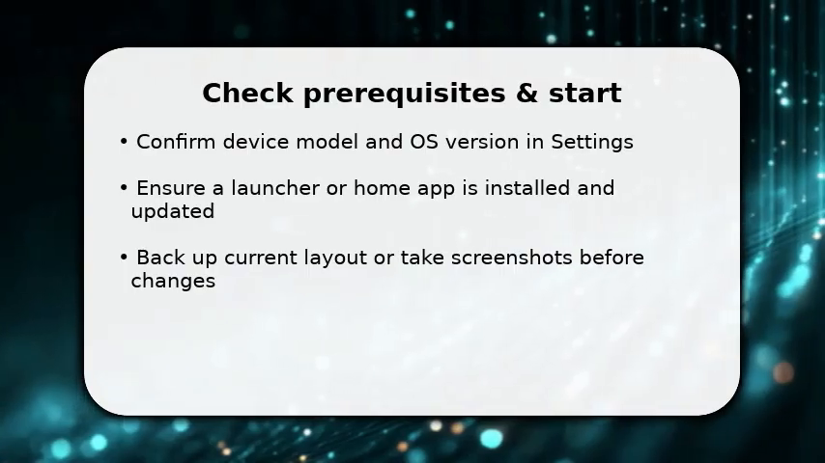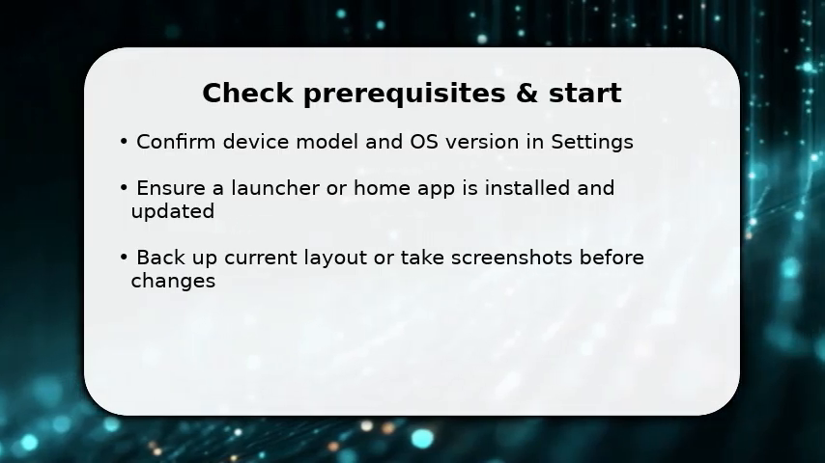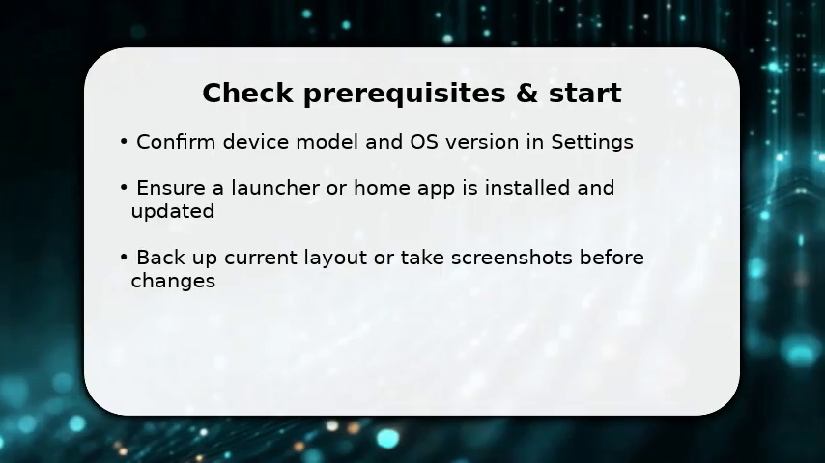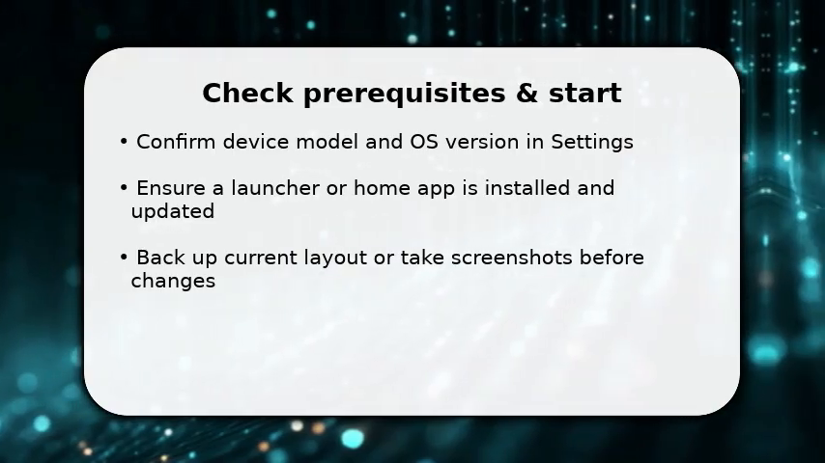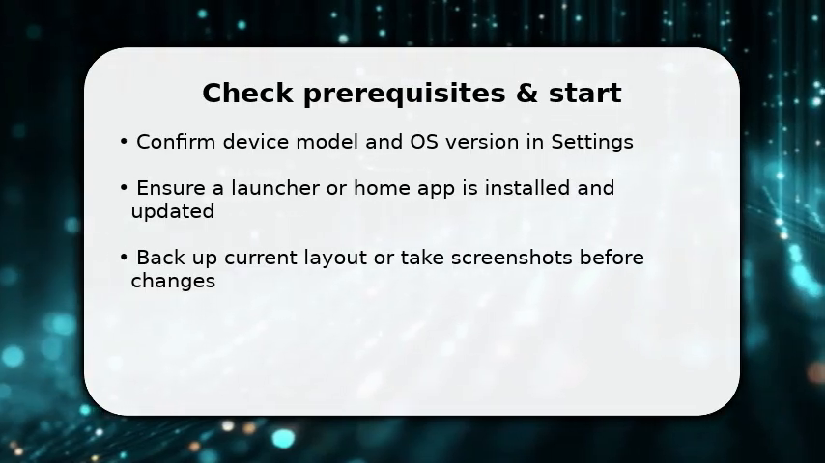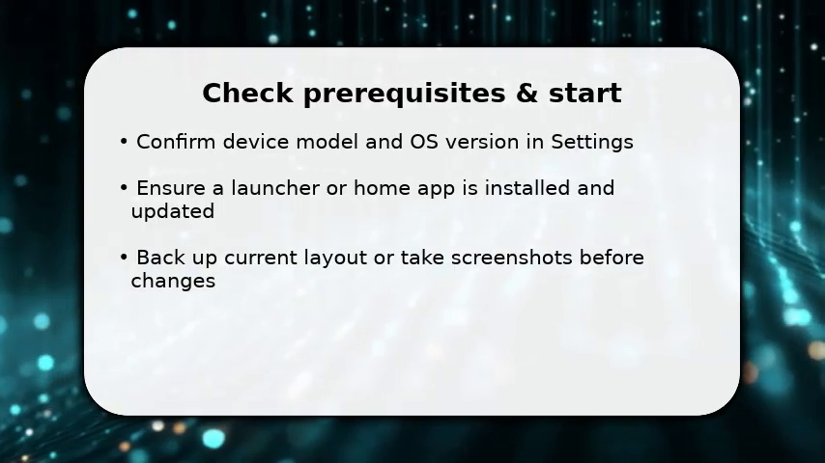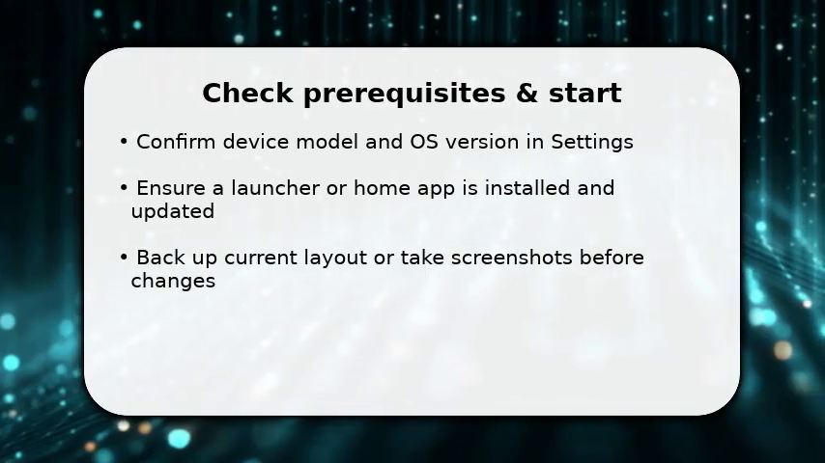You'll begin by confirming the essentials so nothing blocks you. First, check your phone model and OS version in Settings. This matters because layout lock options differ by build. Once done, make sure your home app or launcher is updated. Outdated launchers hide controls. You should also back up the current layout or take screenshots. That lets you revert quickly.